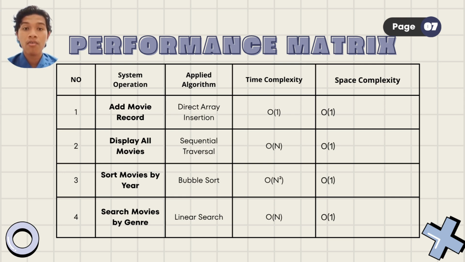Looking at page 7, our performance matrix maps out our algorithmic efficiency. Inserting a new movie record happens instantly at a constant time of O(1). However, because we are using a standard array structure, displaying entries or running a search loop requires a linear scan, giving us a time complexity of O(n). Our bubble sort is our heaviest operation, at a worst case of O(n squared) due to the nested loops. But crucially, everything runs at an in-place spatial footprint of O(1).